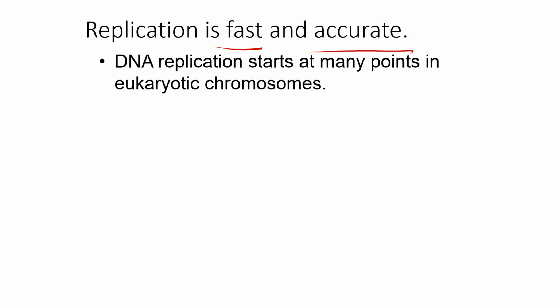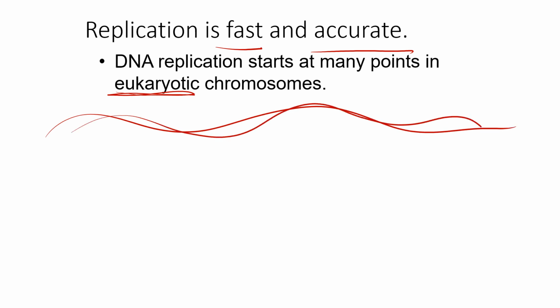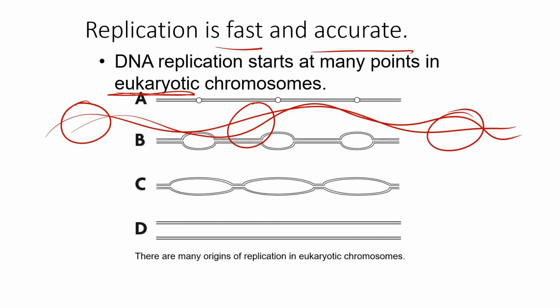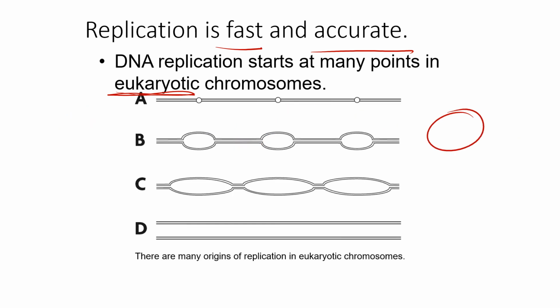Replication is extremely fast and extremely accurate. Your body does this every time you do mitosis. You have trillions of cells that are carrying this out all the time. It starts at many points along the DNA, and this is for eukaryotic cells, so we're talking about your own body cells here. You have this long strand of DNA here. Replication can start here and here and here at the same time. And they're going to make a better drawing of that.